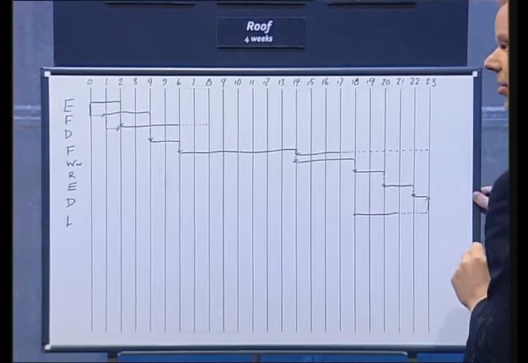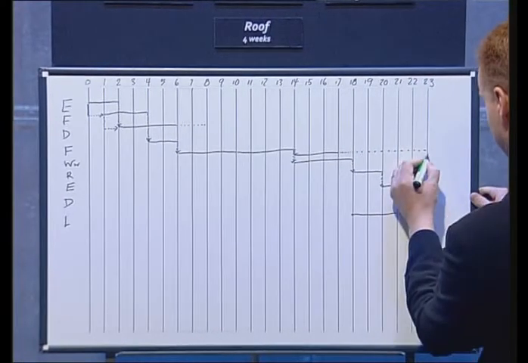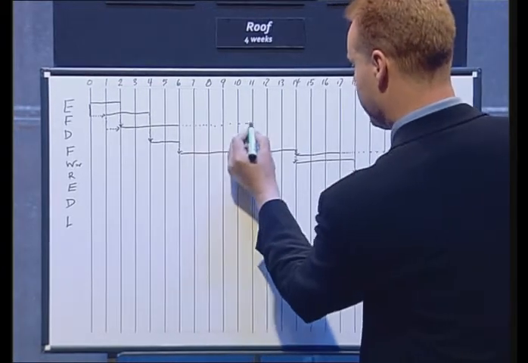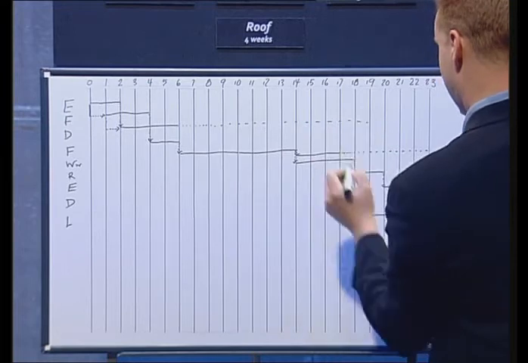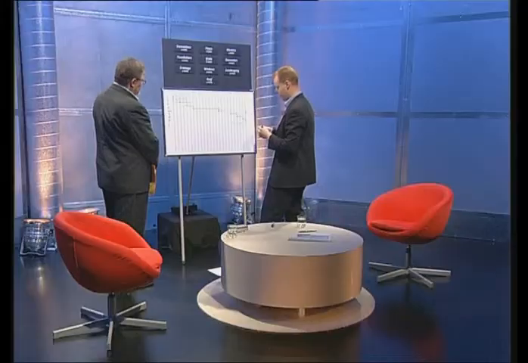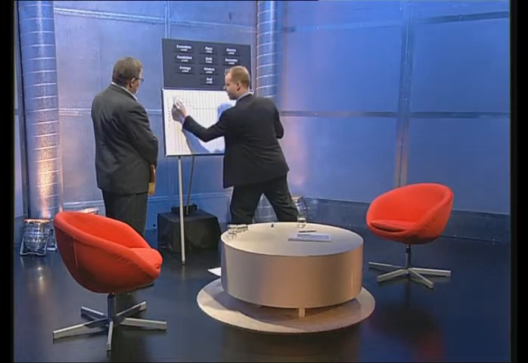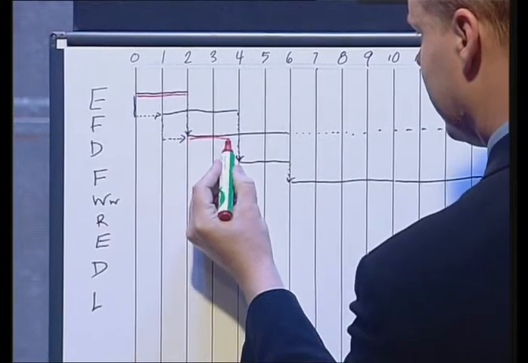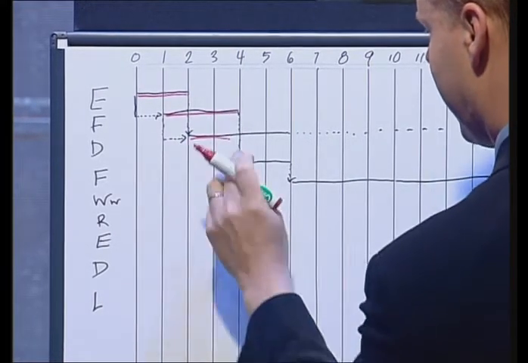I can actually wait and do the windows until the end of the project. So this is my float on the windows. I have a lot of float on the drainage. In theory, I probably need to complete that by the time I start the landscaping. And what we can now do very quickly is show the critical path, the activities on the critical path.